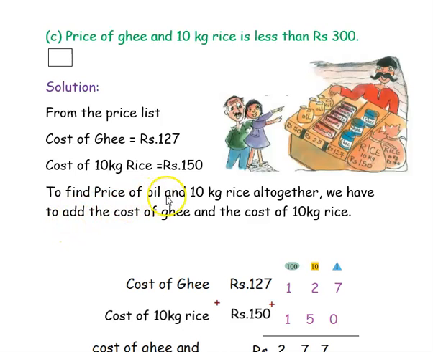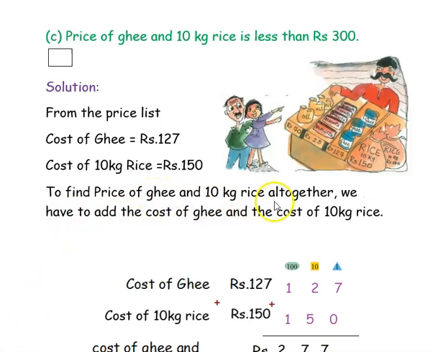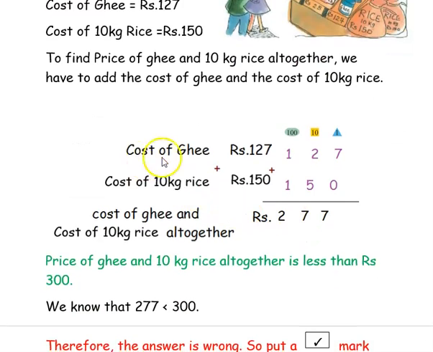Now to find the price of ghee and 10 kg rice altogether, we have to add the cost of ghee and the cost of 10 kg rice. The cost of ghee is rupees 127. I am writing in hundreds, tens and ones columns as 1 hundred, 2 tens and 7 ones. Then the cost of 10 kg rice is rupees 150, so it's 1 hundred, 5 tens and 0 ones. Now I am going to add this. So the cost of ghee and 10 kg rice altogether is: 7 plus 0 is 7, 2 plus 5 is 7, and 1 plus 1 is 2. So totally it is 277.